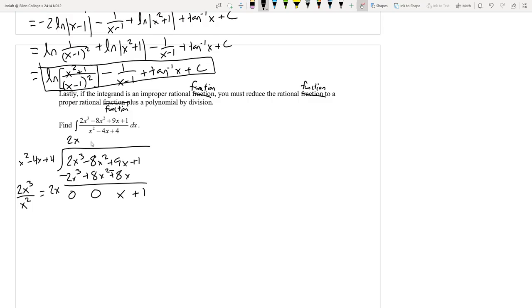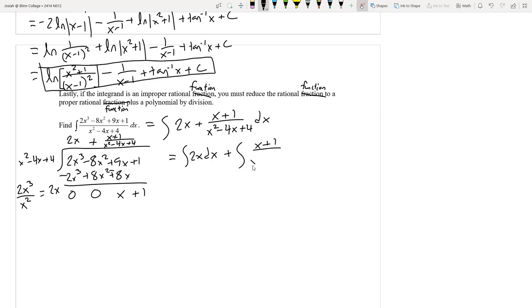And so our quotient and remainder here, we get 2x plus x plus 1 over our original divisor, x squared minus 4x plus 4. So we can rewrite this integral as 2x plus the fraction x plus 1 over x squared minus 4x plus 4. And now we want to be able to take this fraction and do partial fraction decomposition on it. Right, we're going to end up having a split integral here. And while that first integral is easy enough to manage, we need to do PFD on the second.